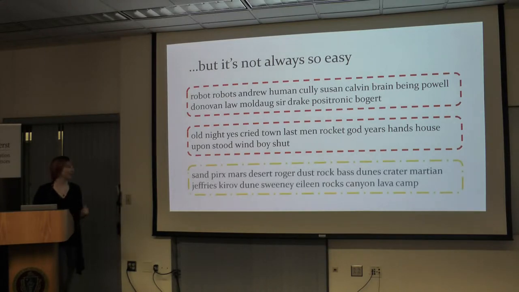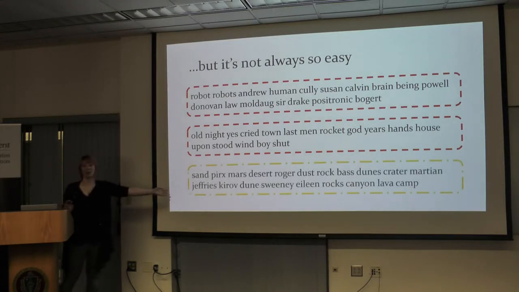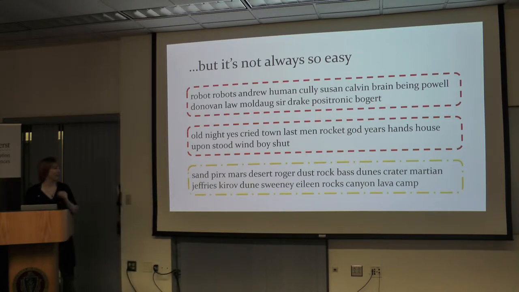And finally, we can end with topics that don't actually look bad, but actually are good. In this case, we have a topic that's Sand, Mars, Desert, and a series of names. We might be worried because of the series of names that caused us problems with the robots topic. But in fact, this one is still actually about Mars. Those character names are the main characters in a Mars-oriented story. And so it becomes quickly clear that we can't just look at these topics and call it a day and move on.